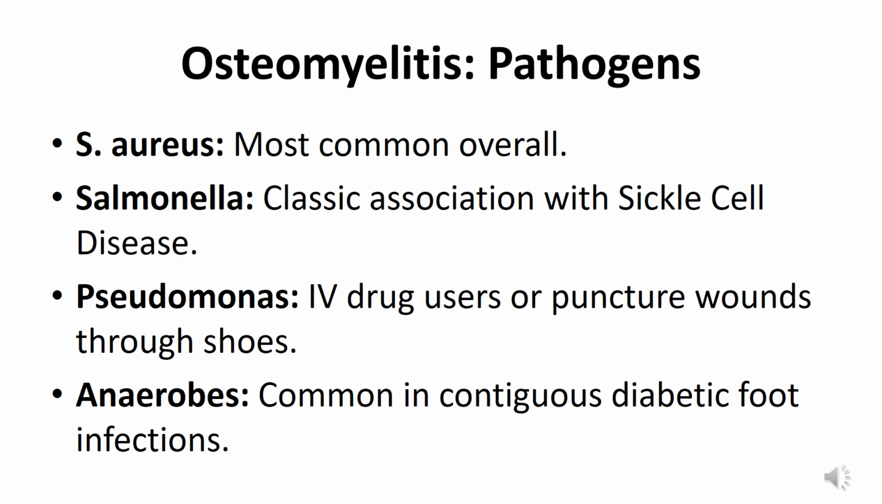Recognizing these associations helps clinicians select appropriate empiric antibiotics while awaiting definitive culture results. In osteomyelitis, understanding who is at risk often points directly toward the culprit. The right suspicion leads to the right treatment, and the right treatment preserves both bone and function.